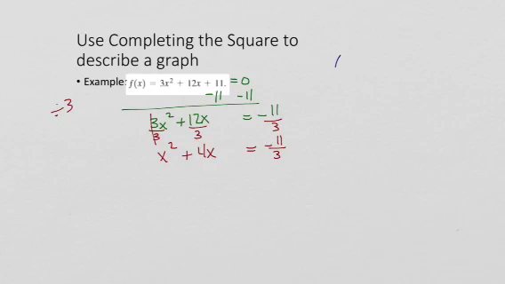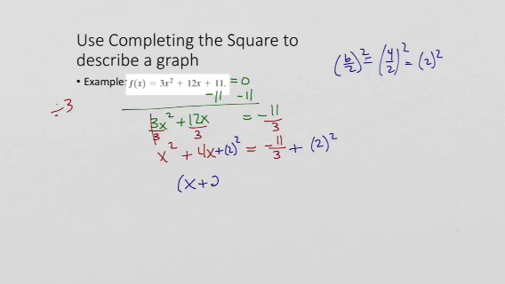Now, I go back and I have b over 2 squared. In this case, b is 4. So 4 over 2 squared is 2 squared. And I'm going to add 2 squared to both sides. The left-hand side will now factor into x plus 2 squared. And the right-hand side, by making my 2 a 4 and adding those in my calculator, I end up with 1/3.